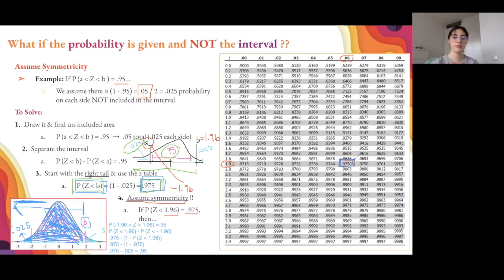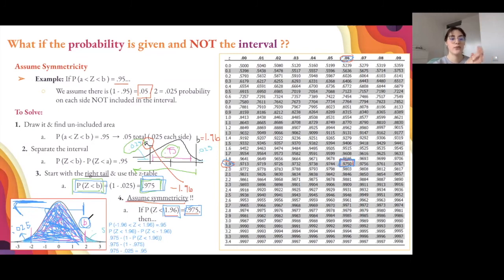And in this case, we found 0.975 in the z-table, and we were able to match the z-score of 1.96 to that probability. So now that we know the z-score, we can say that the probability that z is less than 1.96 is equal to 0.975. And so now that we found b, we found a as well, because we assume that they're symmetrical. So now that we found b, which is equal to 1.96, we assume that a is just the negative value of 1.96, so negative 1.96, and then we have our interval.